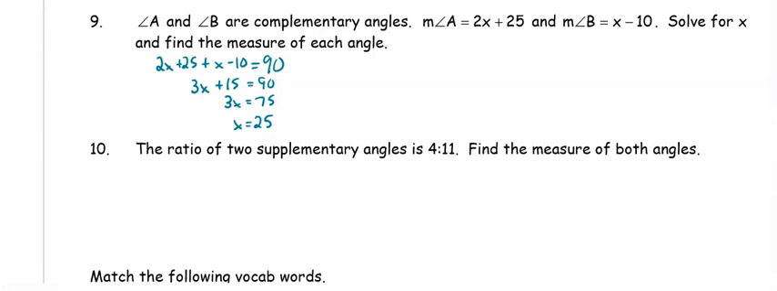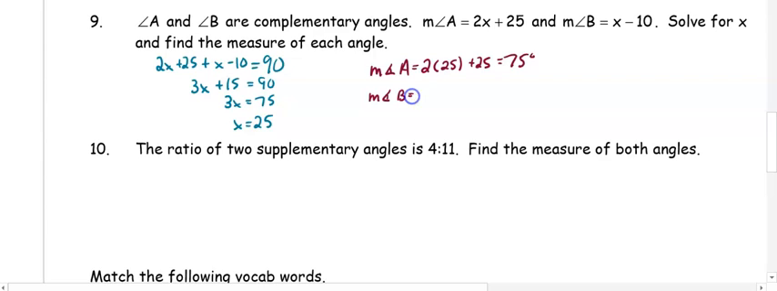If I want to find the measure of each angle, I'm going to substitute back in. So the measure of angle A is 2 times 25 plus 25, which is 75 degrees. The measure of angle B is 25 minus 10, which equals 15 degrees.